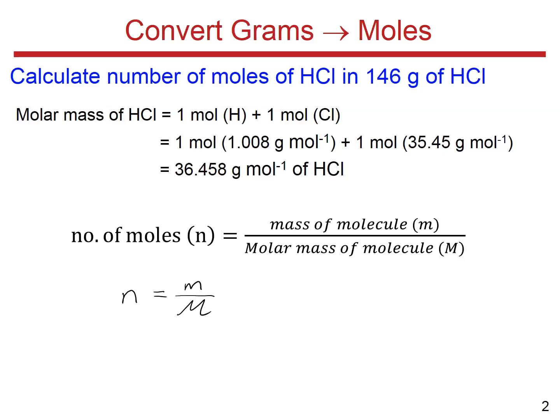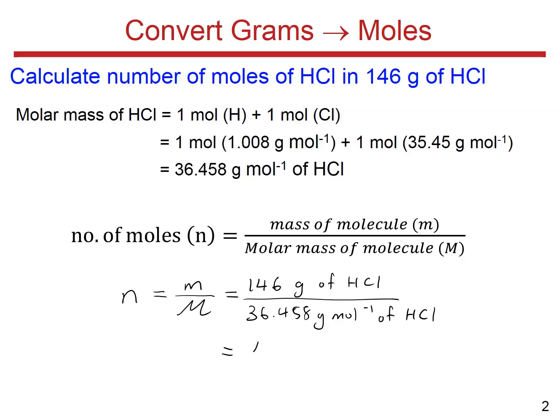Therefore, the number of moles of HCl is equal to 146 grams of HCl divided by 36.458 grams per mole of HCl, and that gives me 4 moles of HCl in 146 grams.